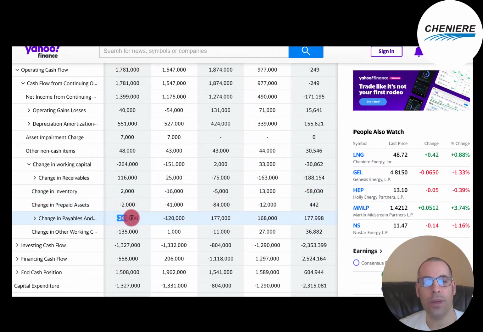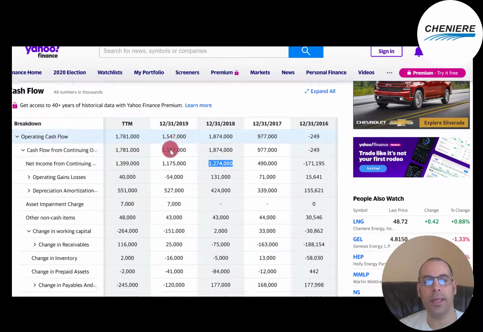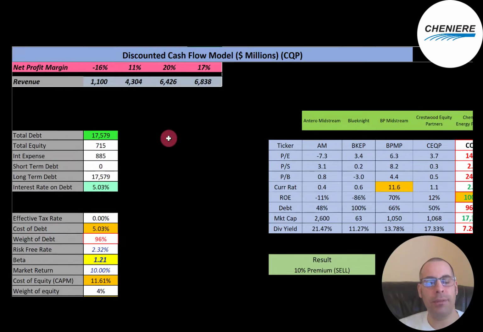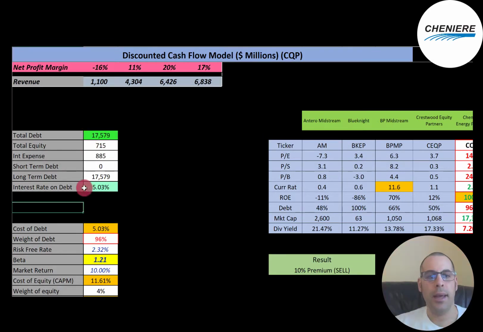Even more so in the trailing 12 months. Also in 2019, their CapEx was high, a lot higher than 2018, 1.3 billion. So that's what brought down their free cash flow to 216 million. Let's look at the capital structure. They have $18 billion of debt, 700 million of equity, and they pay 5% interest on their debt.